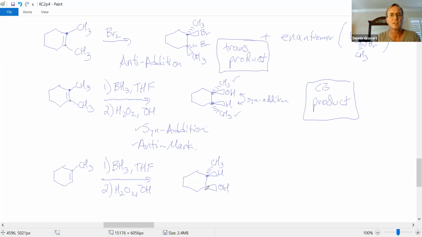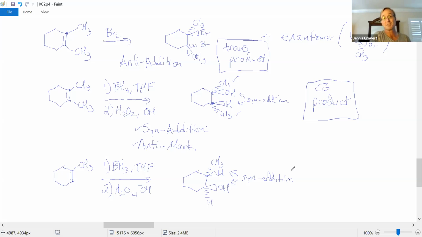Hey, I got a wedge bond here. What's on the dash bond? Well, what was here already? The missing hydrogen, right? Carbon makes 4 bonds. I only see 3 lines, so there has to be a hydrogen. Cool. We got syn addition again. The new groups came in together, side by side symmetrically. That's syn addition.